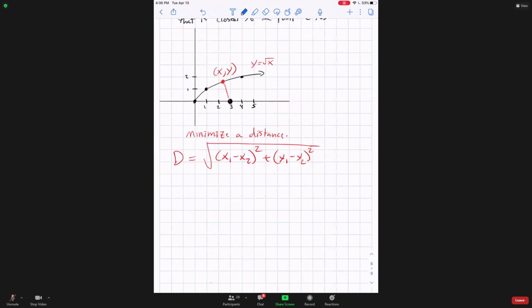So this is the point 3, 0. So you got x, y, and 3, 0. So you're going to use the distance formula between those 2 points. So d equals the square root of x minus 3 squared plus y minus 0 squared.